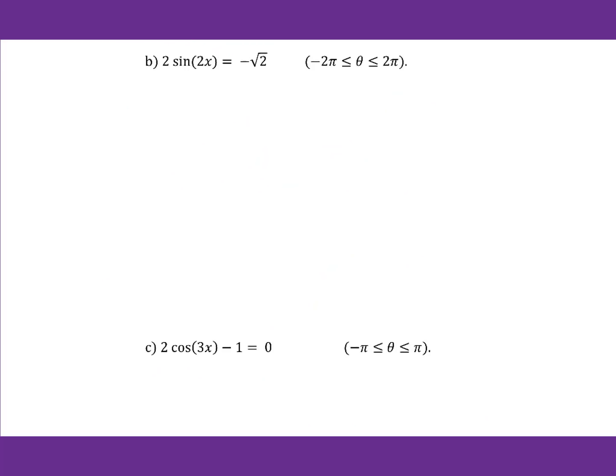Now let's go to B. We need an angle between negative 2 pi to 2 pi. This is still a linear pattern, so we divide it by 2. You got sine 2x equals negative square root of 2 over 2. Reference angle, that's pi over 4.